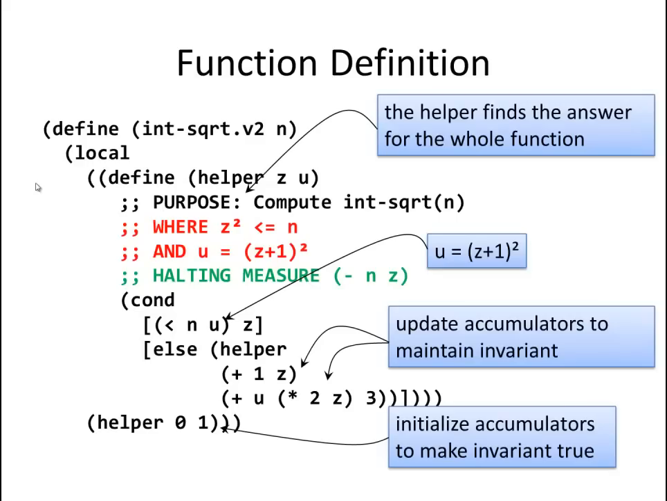Z is an accumulator. It keeps track of context. It keeps track of what we've looked at so far. And u here is another kind of accumulator. It's the accumulator that we need to keep track of to maintain our invariant. We could compute u painfully every time, which is what we did in the last version. But in fact, we don't have to. Okay, we can do this one more time.